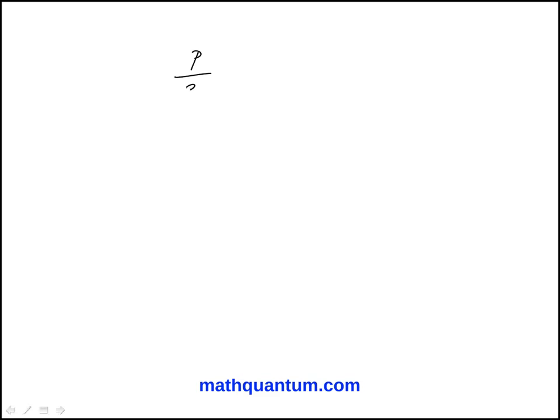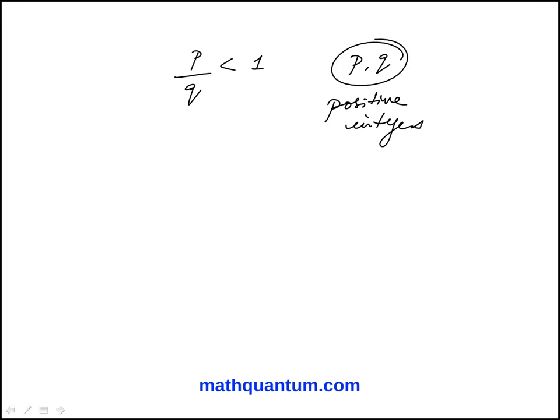We're told that P over Q is less than 1, and we're told that both P and Q are positive integers. The question is, which of the following must be greater than 1?